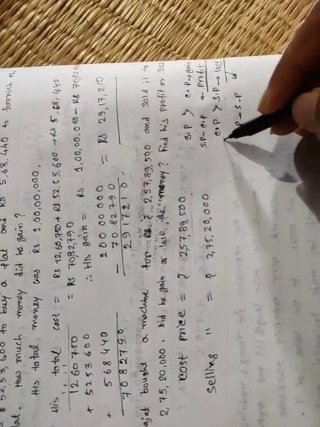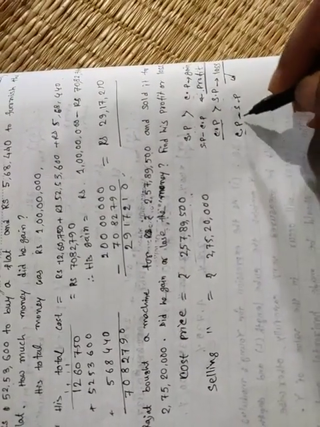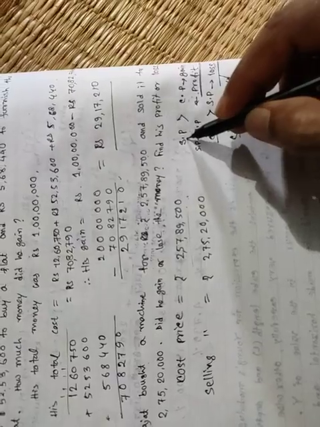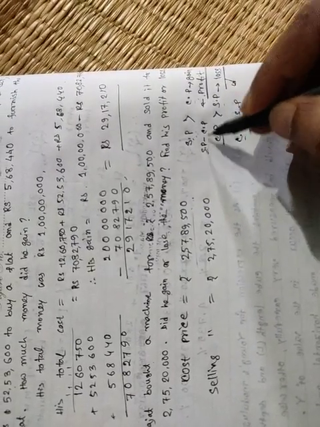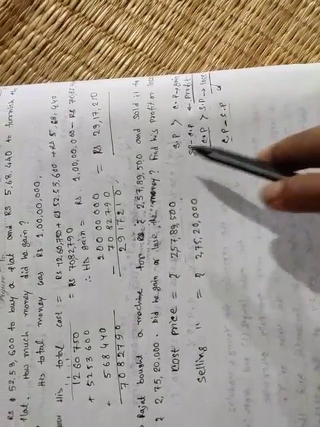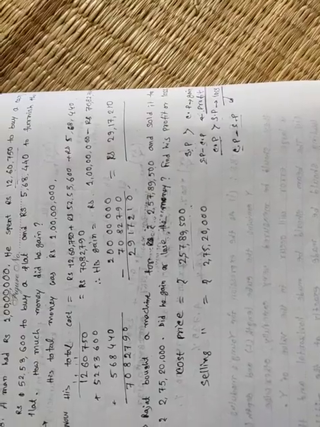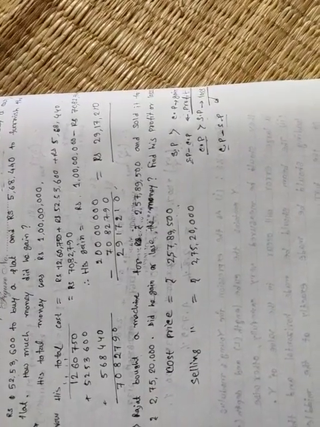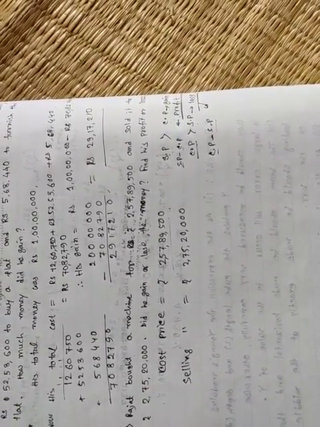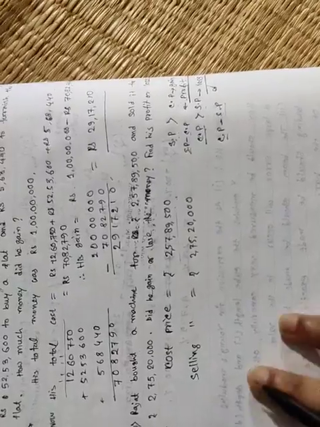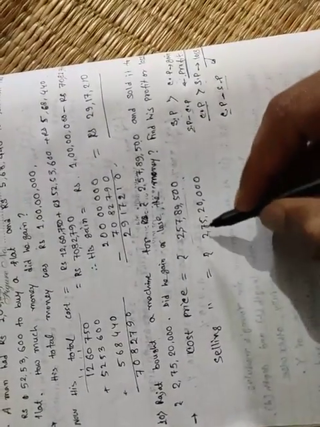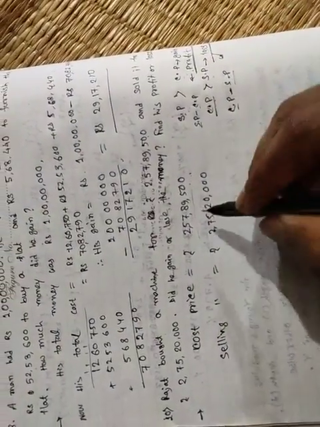So here cost price is greater, so CP minus SP. Here selling price is the larger number, so SP minus CP. Clear? So when selling price is greater, we have profit, and when cost price is greater, we have loss. Clear?